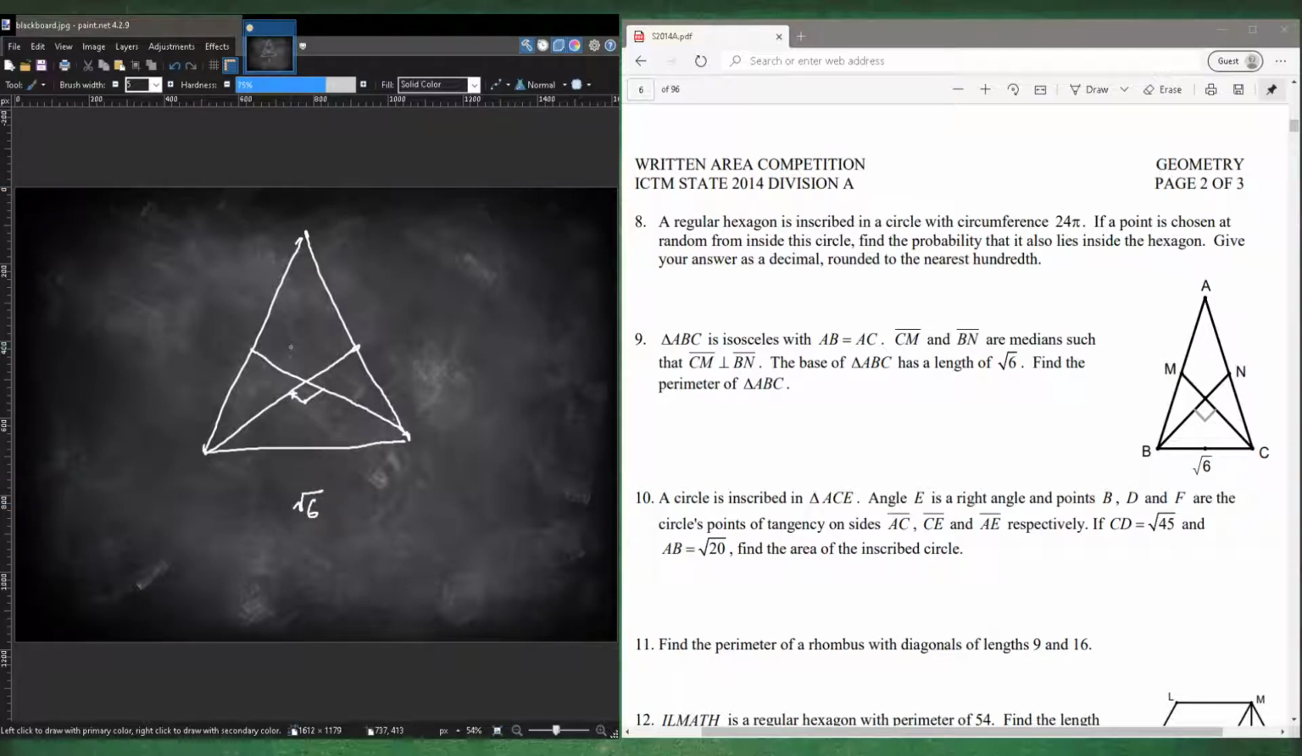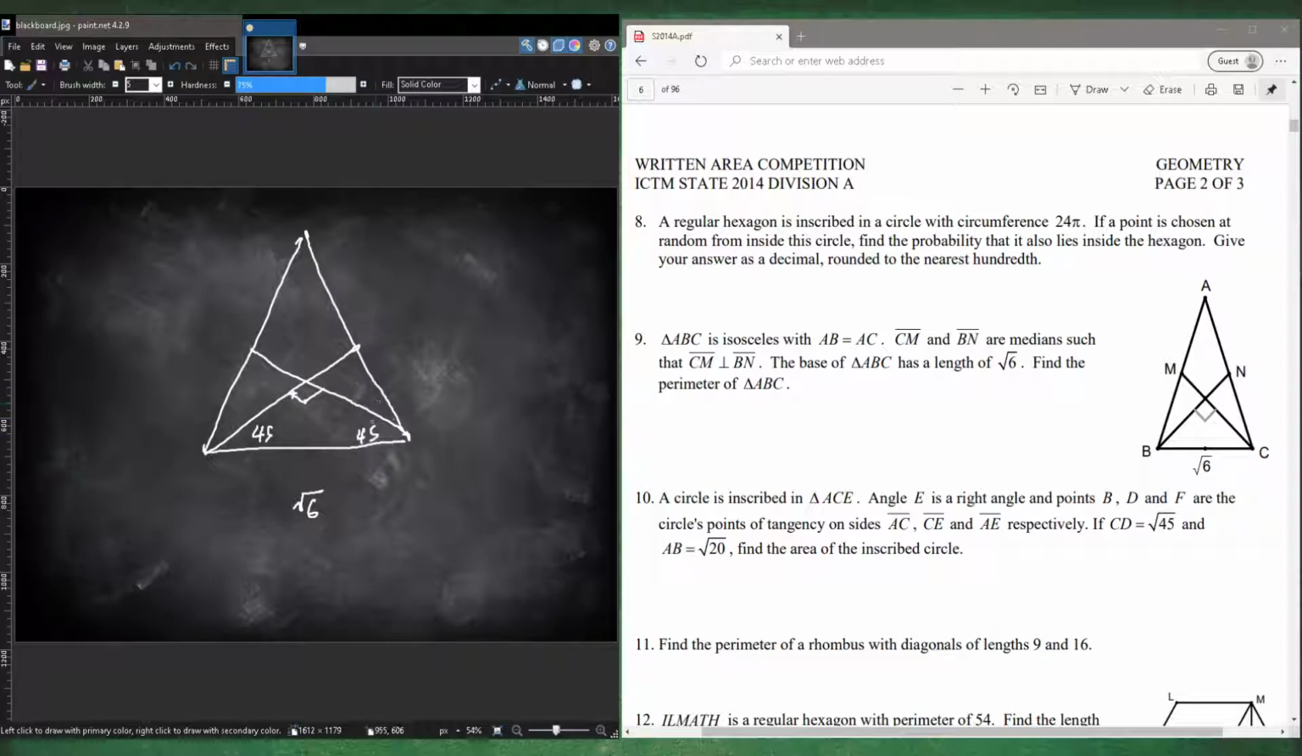Okay, since this is isosceles, that tells us the medians are also the same length. That means this and this are also the same length, logically, right? So if these are the same length and this is 90, that means these two angles are the same. That means both of them have to be 45 degrees.